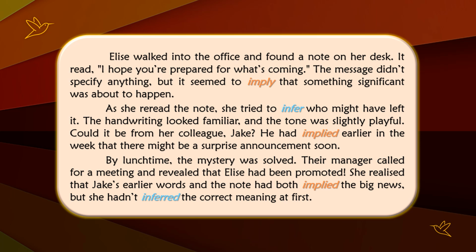Read the text carefully, identifying where each meaning applies. Focus on how each form fits within the overall context to convey its meaning. Elise walked into the office and found a note on her desk. It read, "I hope you're prepared for what's coming." The message didn't specify anything, but it seemed to imply that something significant was about to happen. As she reread the note, she tried to infer who might have left it. The handwriting looked familiar, and the tone was slightly playful. Could it be from her colleague, Jake?